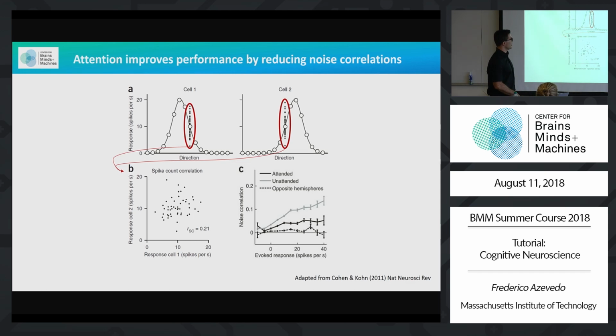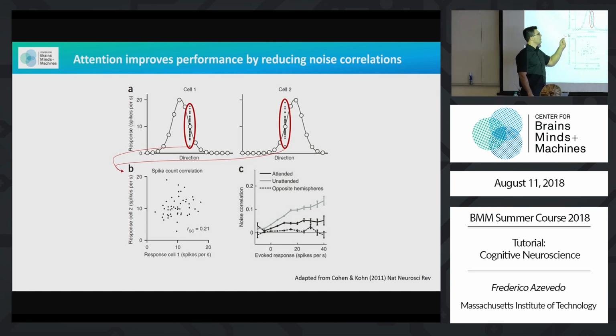This increase in firing rate and widening of the tuning curve are not the only effects of attention. For instance, the same author as before, Marlene Cohen, showed that attention can improve performance also by reducing noise correlations. Well, being very fast, let me explain what noise correlations are.